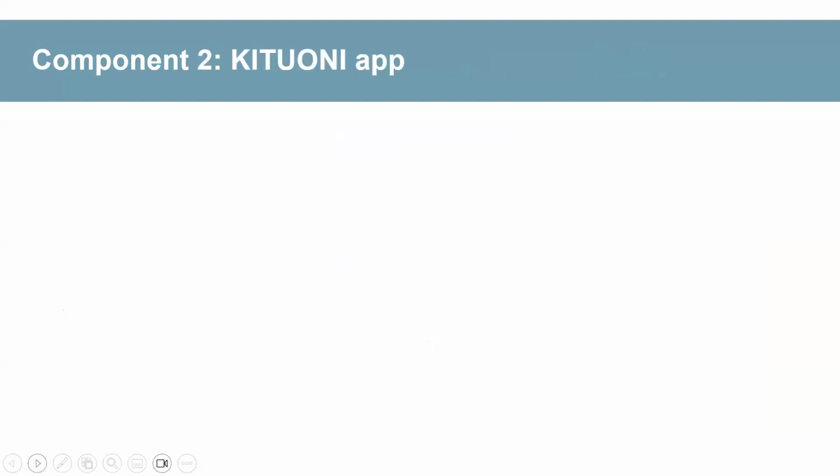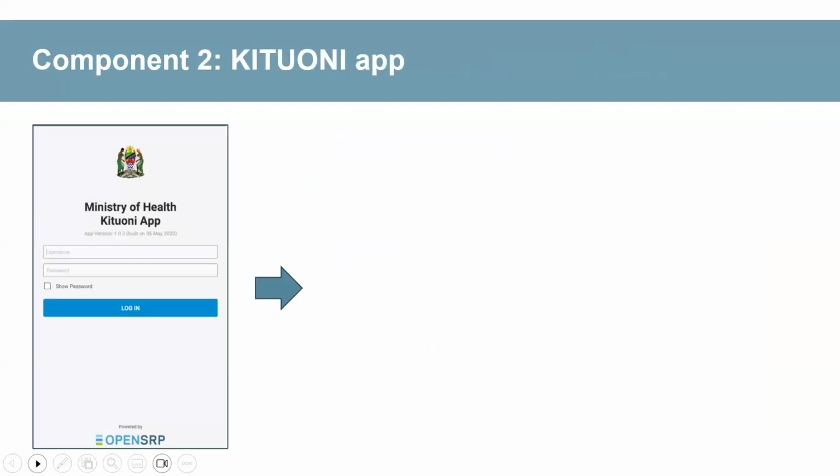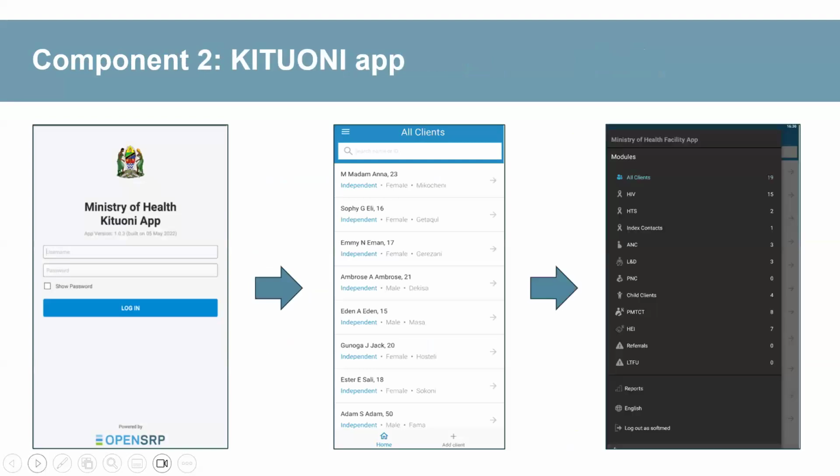Okay. Wadia application, as you see, when someone is logged in, we'll be able to see all the clients to register and all the programs that have been included within UCS. As we see, we have these modules, and Kituoni is the same. We have them under Wadia.